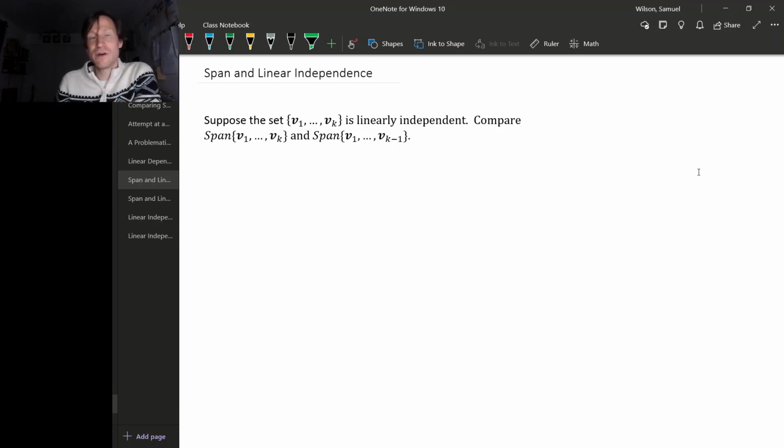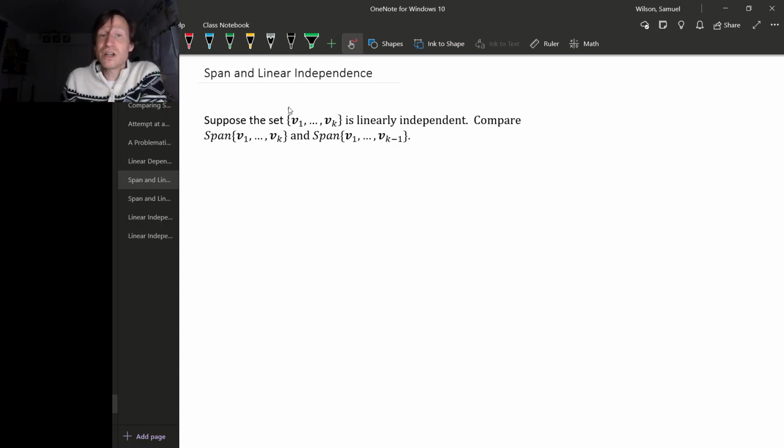Now that we have the idea of linear dependence and independence at our disposal, let's return to the question of span. Remember, the whole point of defining linear independence was to capture the idea that sometimes for a span you need all of the vectors, and sometimes you don't need all of the vectors to get the same span. So let's check if linear independence and dependence really captures that idea.